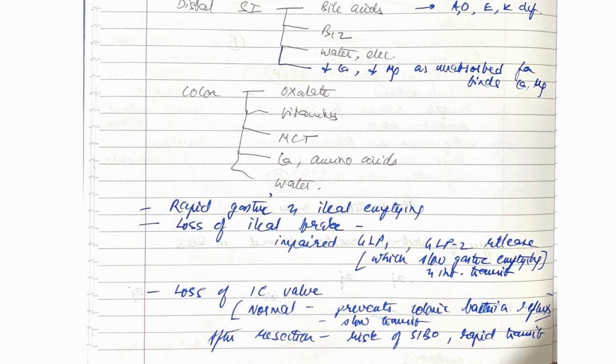If that portion is removed, it will cause a risk of small intestinal bacterial overgrowth because of the reflux of colonic bacteria into the terminal ileum, and also rapid transit. Normally what it would do is it would prevent this bacterial reflux from the colon into the small intestine, and it would slow the transit.